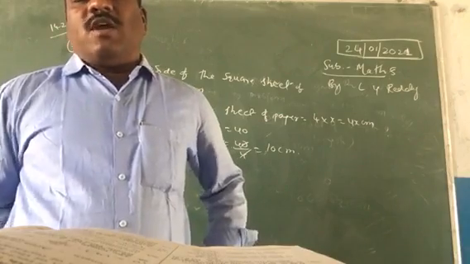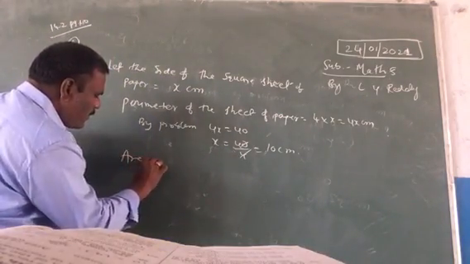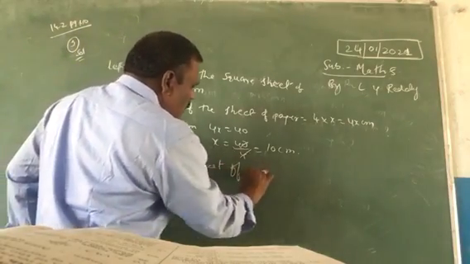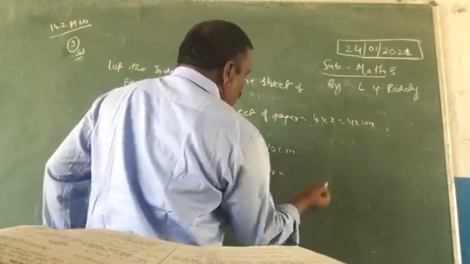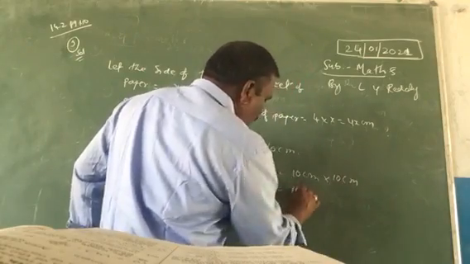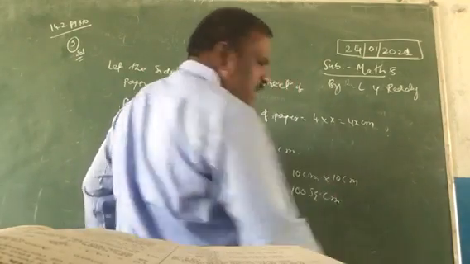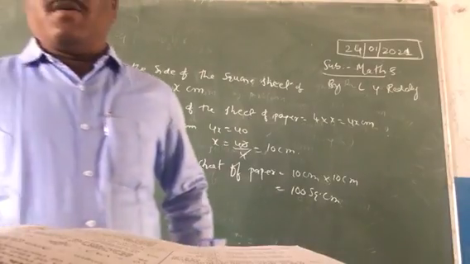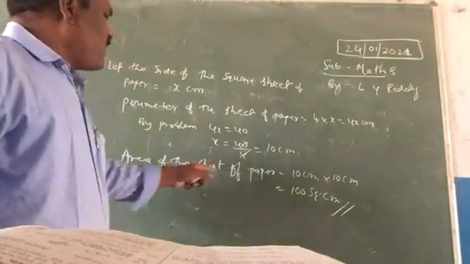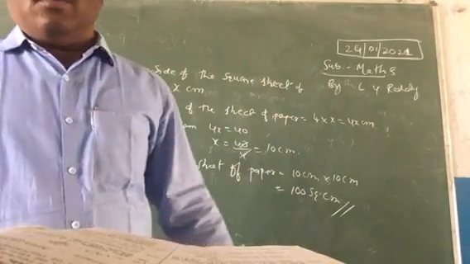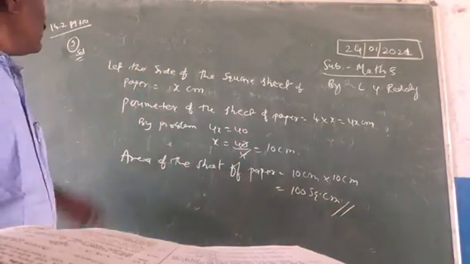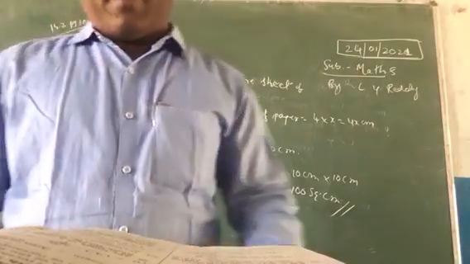Area of the sheet of paper, how much children? Area of the sheet of paper equal to x into x, that is 10 centimeters into 10 centimeters equal to 100 square centimeters. Therefore, area of the sheet of paper equal to 100 square centimeters. So, like this, we have to calculate the area of the sheet of paper, children. This is question number 5.